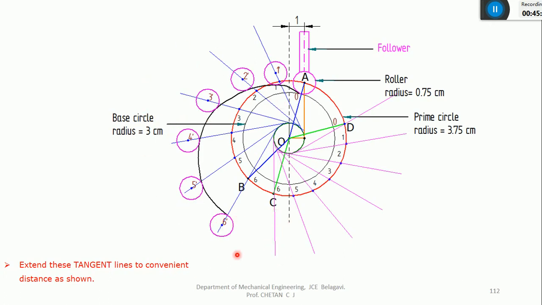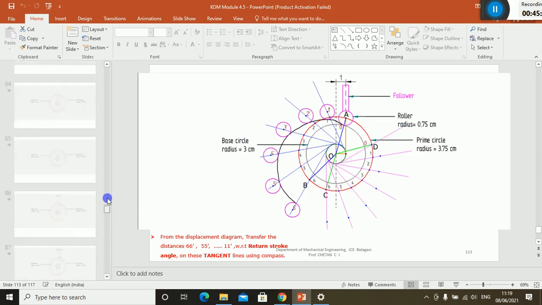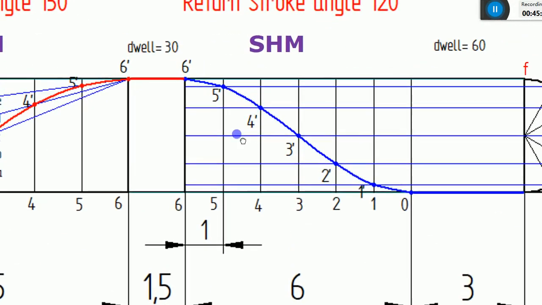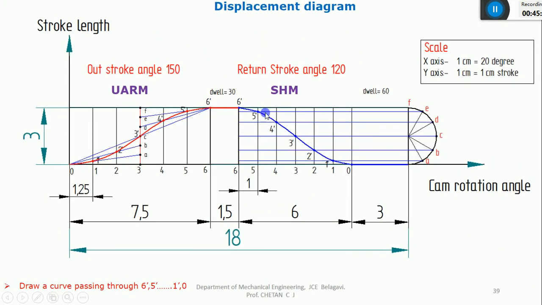And again, just go to the displacement diagram. Just copy the distances from the displacement diagram corresponding to the return stroke. Again, you have to copy all these 6 vertical distances from the displacement diagram. If you want, I can show that. With respect to this return stroke angle, I need again the same distances from 6 to 6 dash up to 1 to 1 dash. Using the compass, I'll copy all these vertical distances one by one.